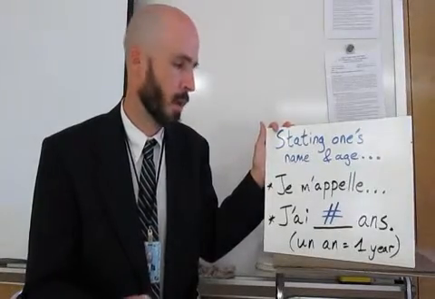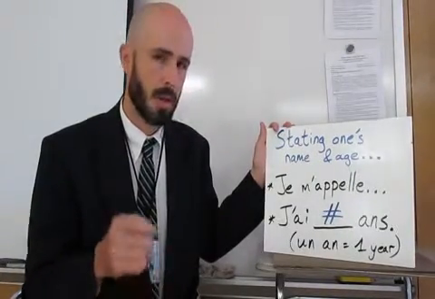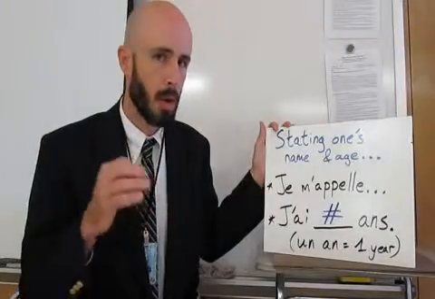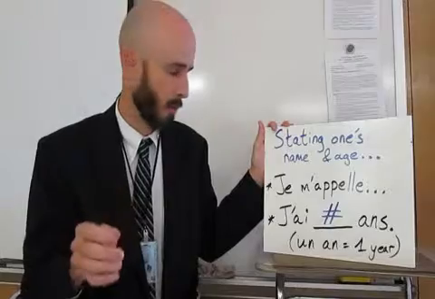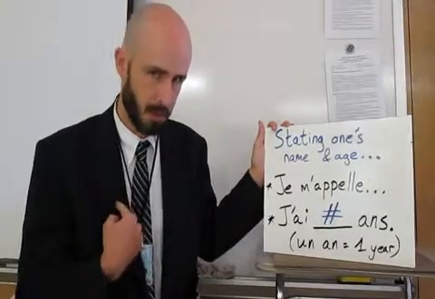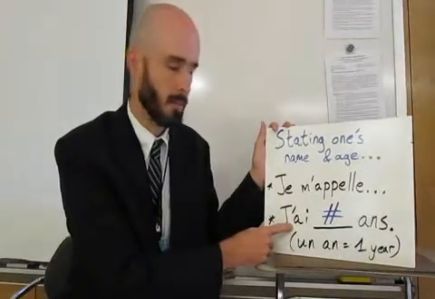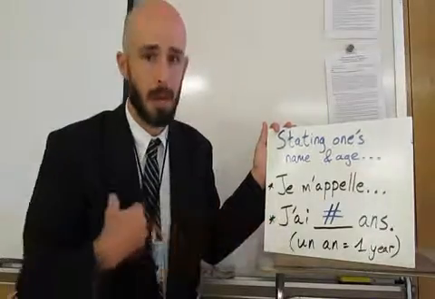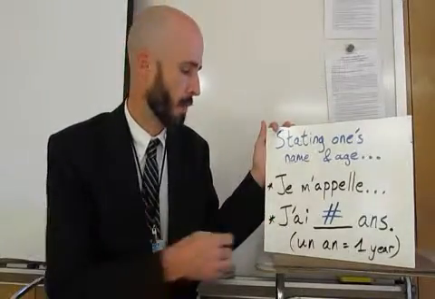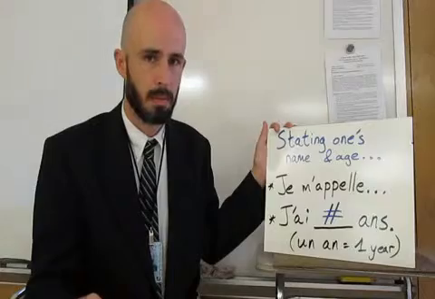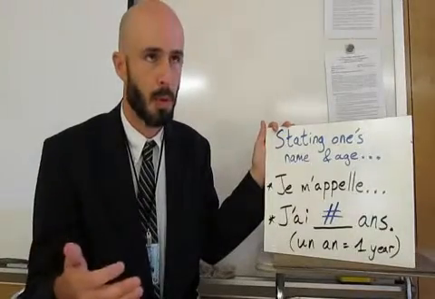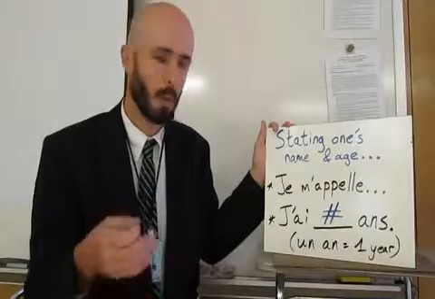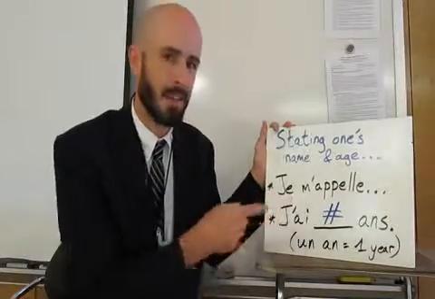Now, I mentioned talking about how old we are in years. We use the form of the verb avoir, to have. The first person singular form is a. So I say, for example, I'm 35 years old. I would say, j'ai 35 ans. Actually, I haven't taught you to count that high yet. For example, you are 15. You would say, j'ai 15 ans.